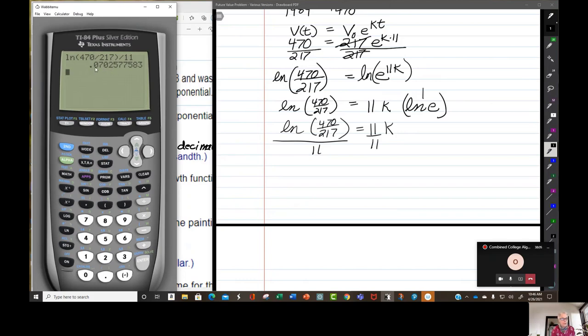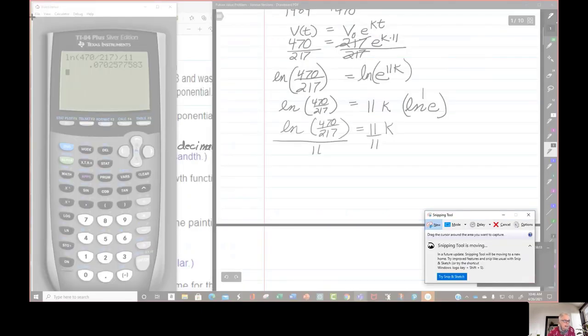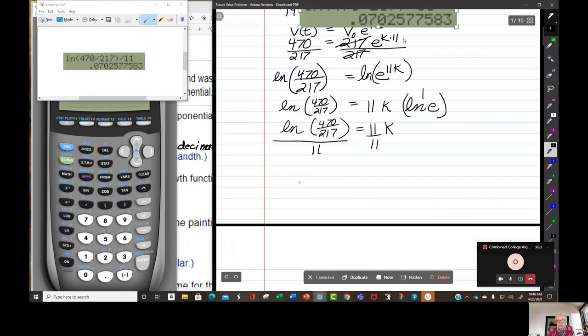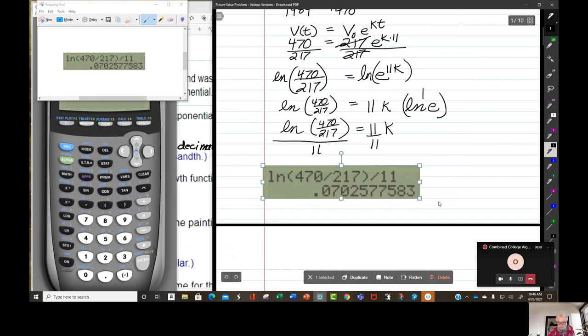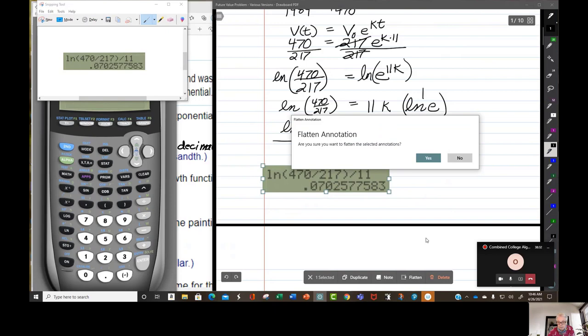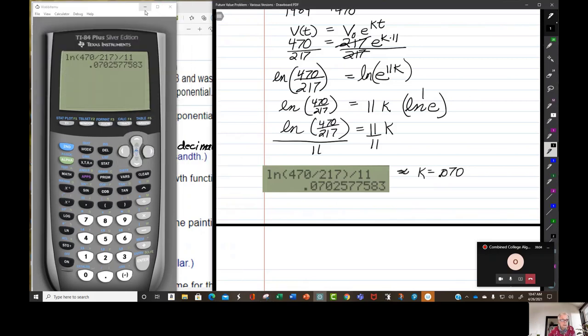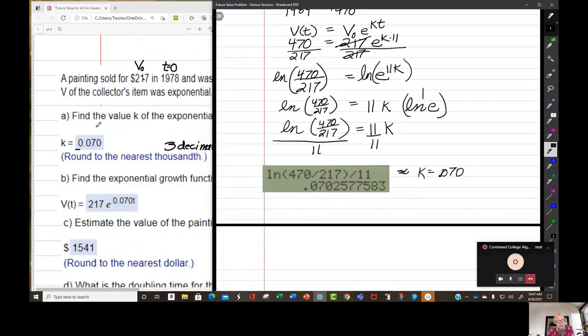Now we're supposed to round to 3 decimal places. Let's go ahead and get a picture of this so that you'll know exactly what I did. Equals K. Well, it doesn't equal, even this is an approximation, but we're letting K equal 0.070. So now we have our K, and that's what you would put in the answer box for K.